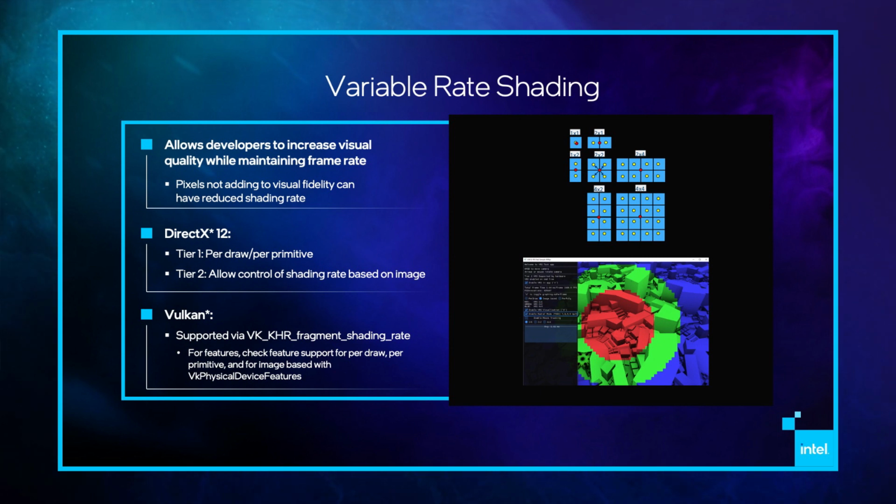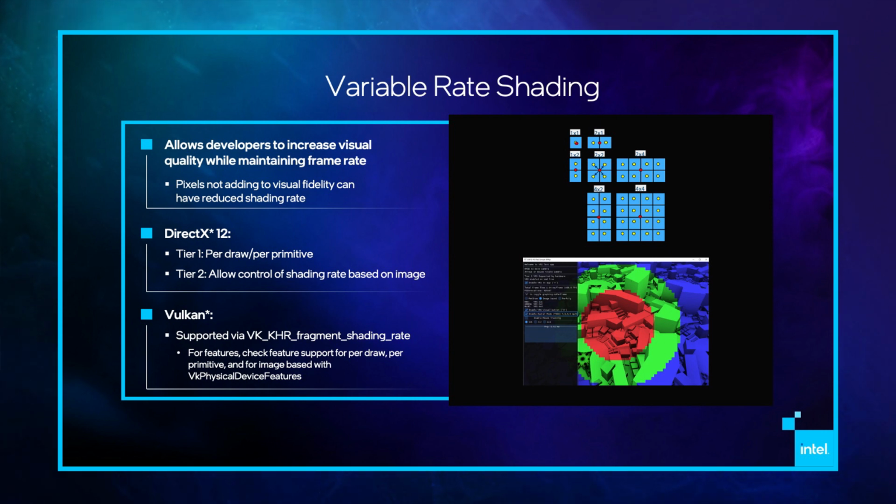On DirectX 12, there are two tiers of variable rate shading. Tier 1 allows controlling the shading rate on a per draw and per primitive basis. Tier 2 allows for controlling shading rate based upon a low resolution image, as can be seen on the lower right. The screen capture in the lower right demonstrates Tier 2 and image-based support. Pixels in red are at a shading rate of 1x1, which is the default shading rate when not using VRS. Green is a shading rate of 2x2, and blue on the outside is a rate of 4x4.